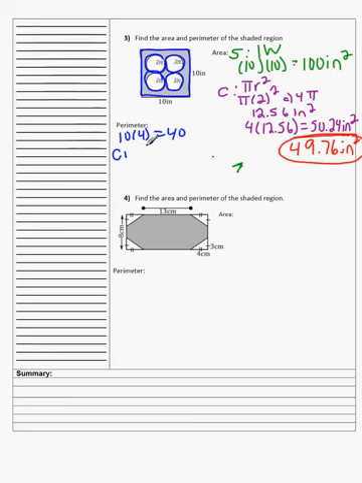So to find the circumference, we want 2 pi r. So we want 2 times pi, and we're using 3.14 for pi, times the radius of 2.